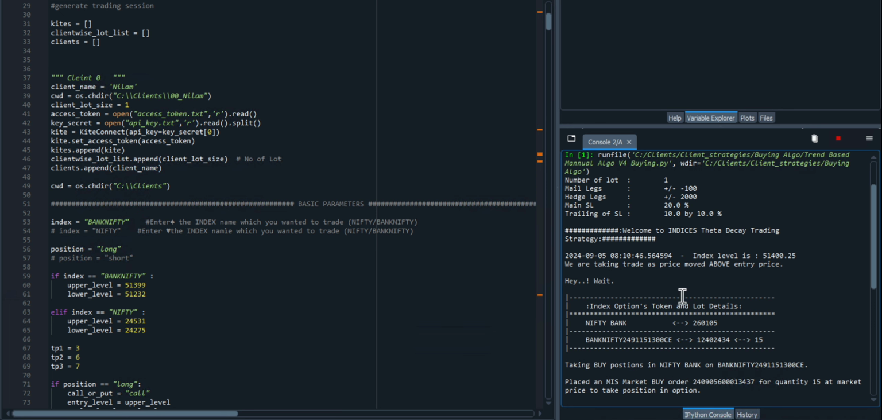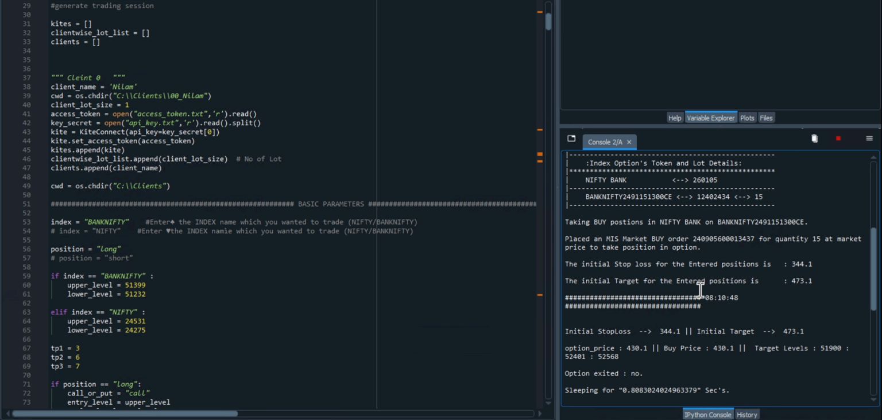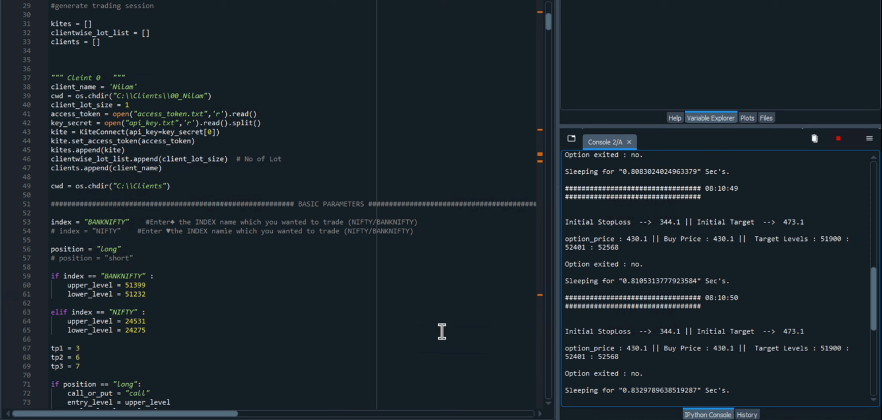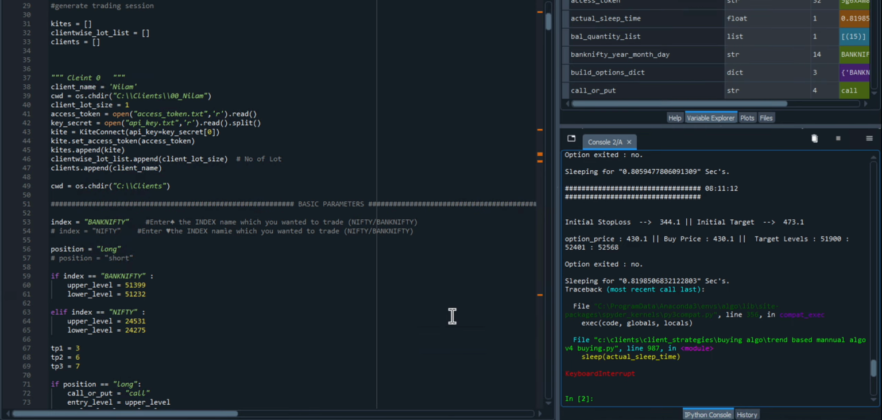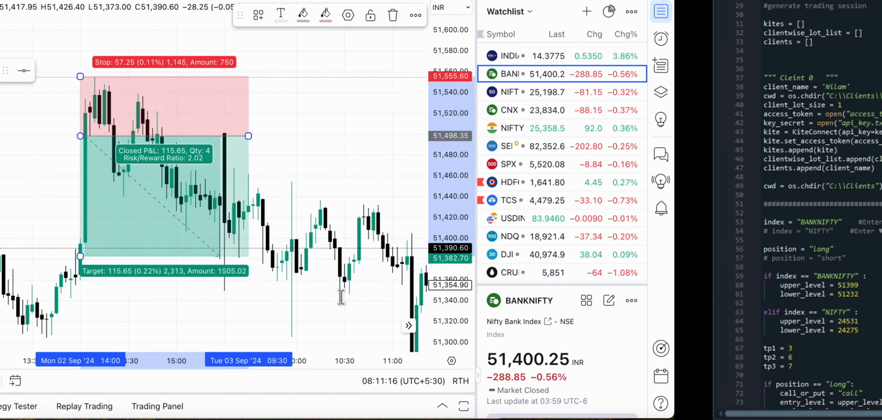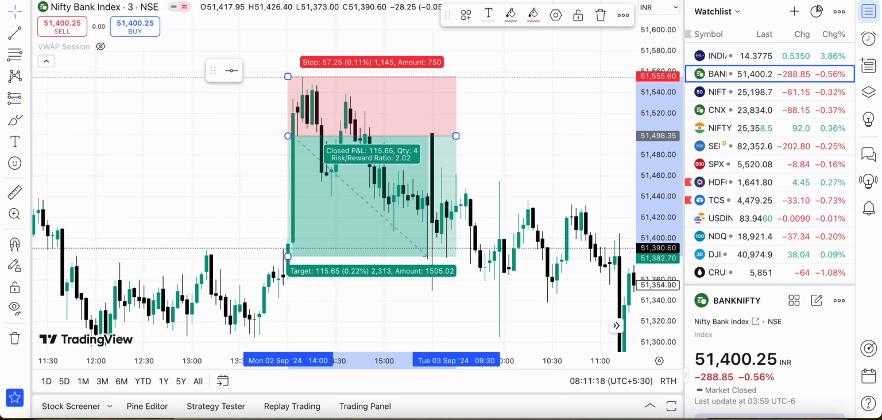The algo has started, and once the entry is taken, the algo will start tracking the price. It will take the price of the option as well as the Bank Nifty price. Our target and SL we can keep either on the basis of Bank Nifty or on the basis of the premium. We will see that in a few minutes. Let's stop the algo because it's not market hours, and see what entries we got.